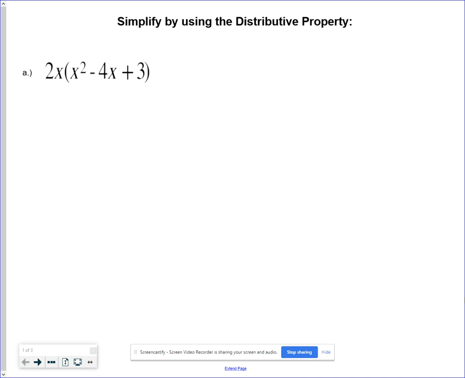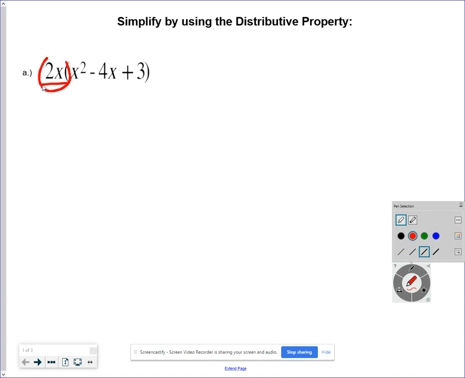Right, so today we're going to be covering the distributive property. We have an expression here that we're supposed to simplify by using the distributive property. What this means is this 2x out in front, we're going to take and distribute it to each term inside of our parentheses. So we'll take 2x times x squared.